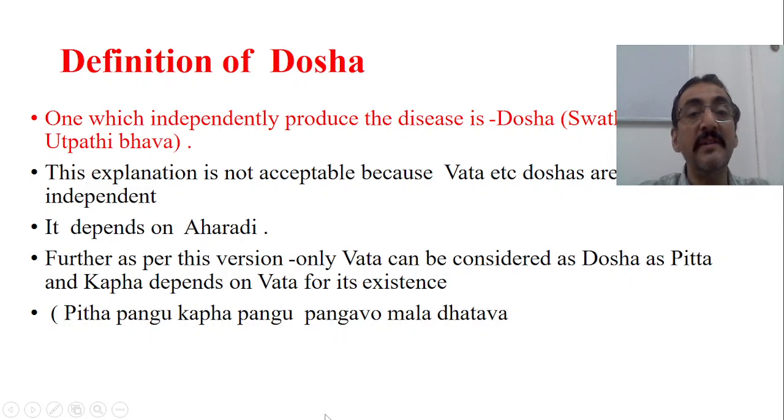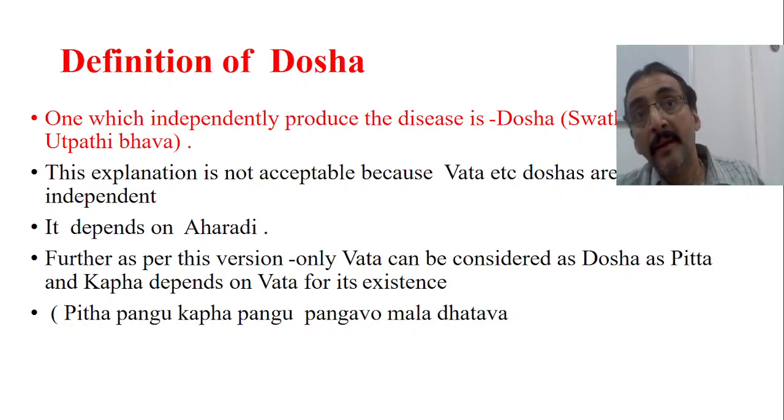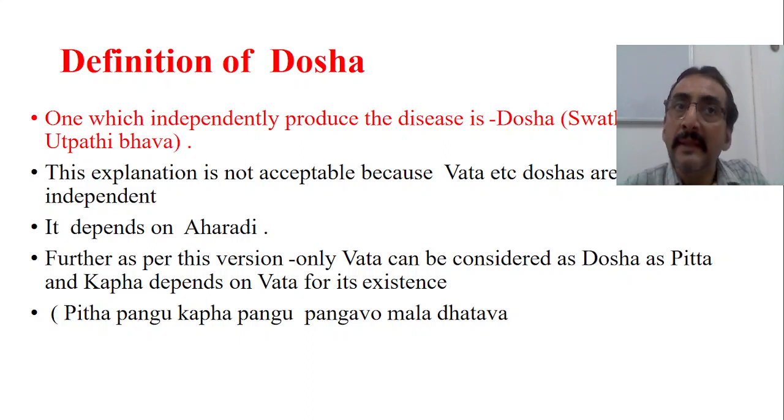Now, this explanation is not acceptable because, suppose I give this explanation as one of the criteria to say this is dosha, it is not acceptable, because vata etc. doshas are not actually independent. What they say is that any entity which is independently able to produce the disease is called dosha. But although they have given this definition, swatantra vikara utpatti bhava, it is not acceptable, because we are saying that dosha should independently produce a disease, but doshas are not independent.